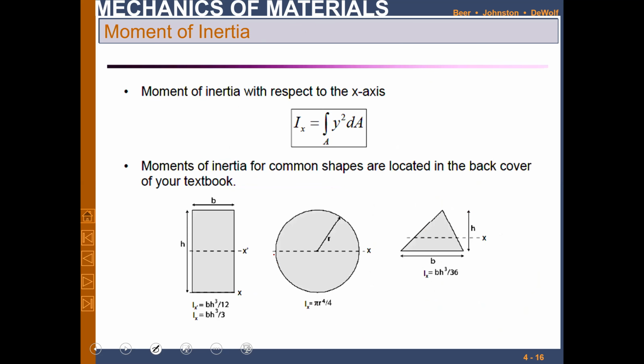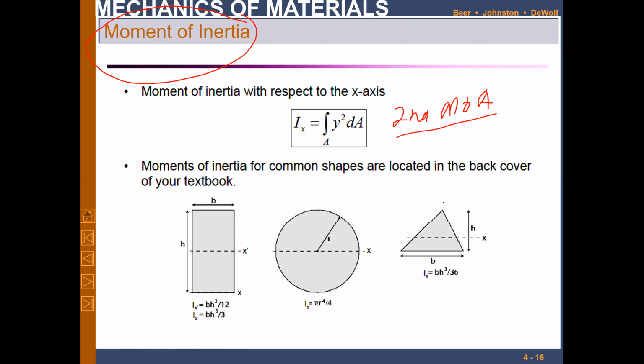Now come to the second point, that is moment of inertia. This is the Ix, right? This is the second moment of area, or moment of inertia. This is what we have already seen. Ix is equal to the integral of y square dA, and you integrate it over the area, right?